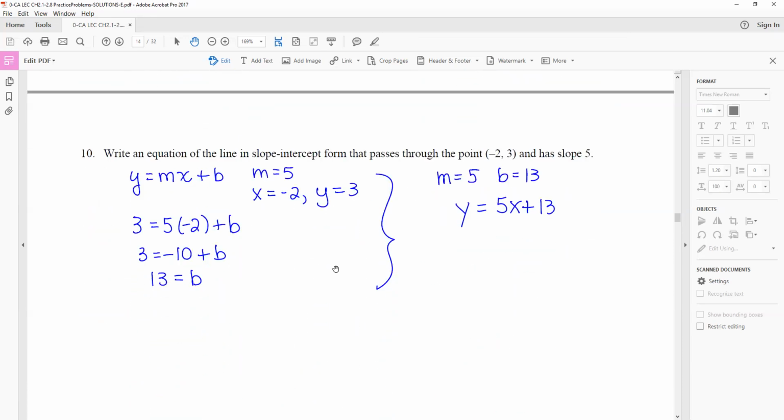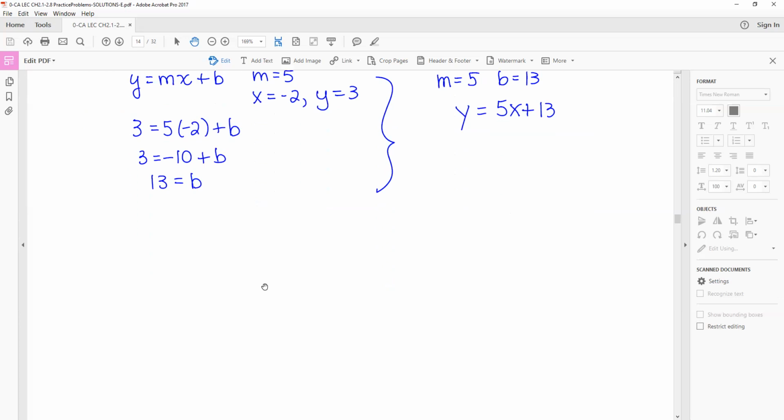Number 10, okay, here's the y equal mx plus b formula. It tells us we have a slope of 5, and it tells us we also have a point of -2, 3. You can solve this in this manner, or you can more efficiently solve it using the point slope formula, which is the way that I recommend.